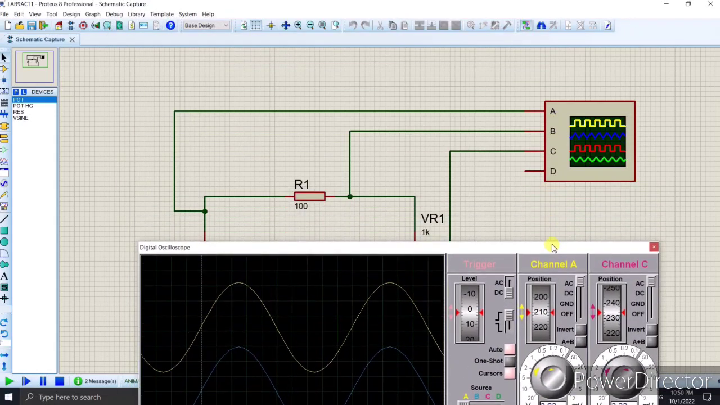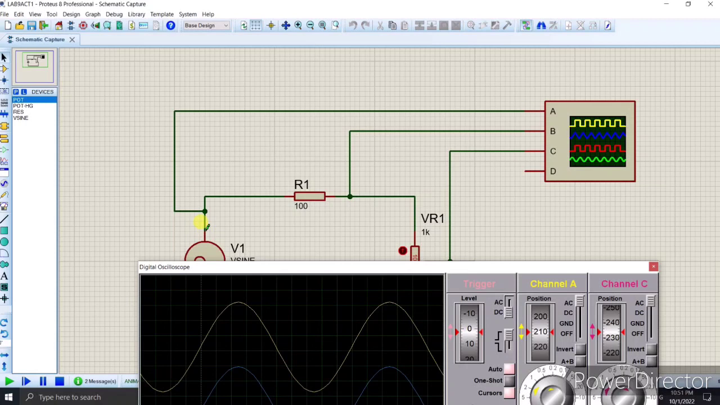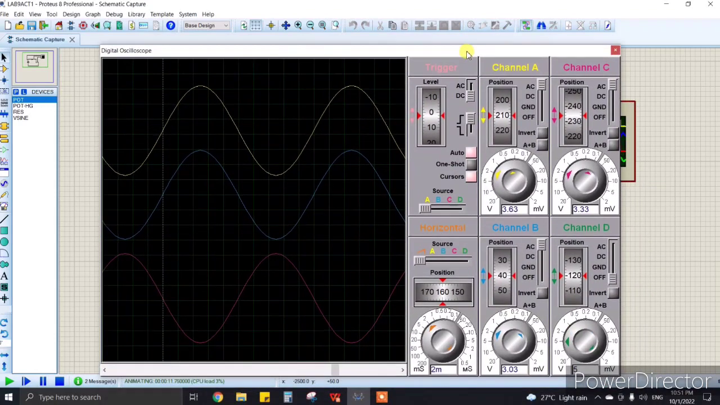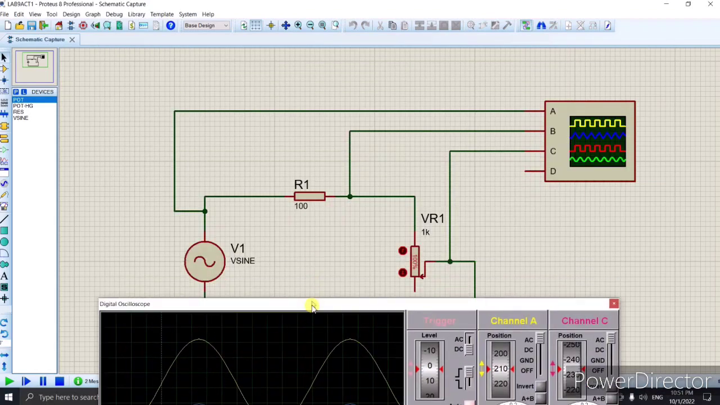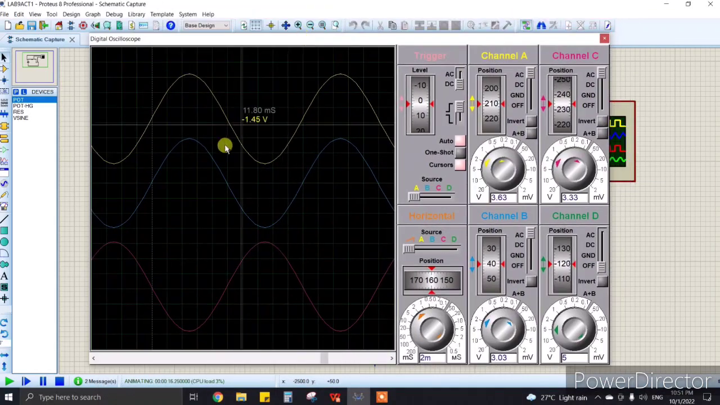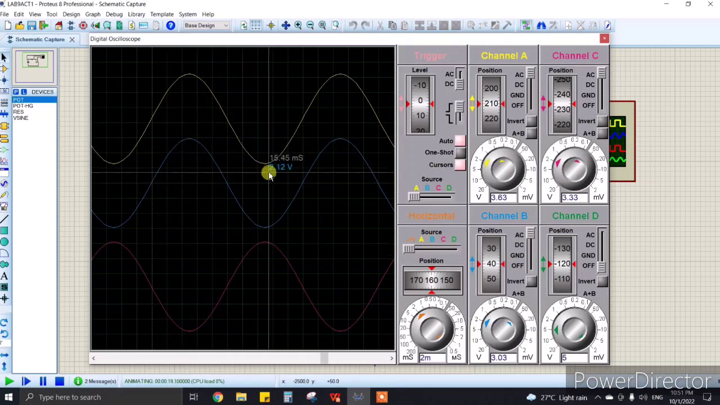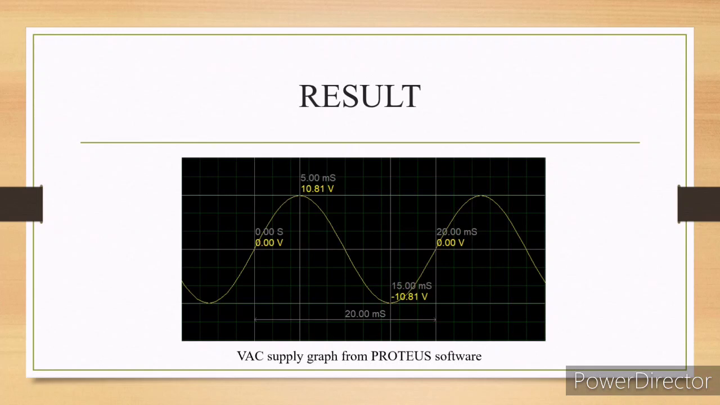In channel A, the AC supply has been connected. Resistor 1 has been connected to channel B, and variable resistor 1 has been connected to channel C. As you can see, the graphs produced are almost identical, except that at channel C, which is variable resistor 1, the graph produced is inverse compared to the graphs of channel A and channel B. This is the result that we have obtained from this simulation.